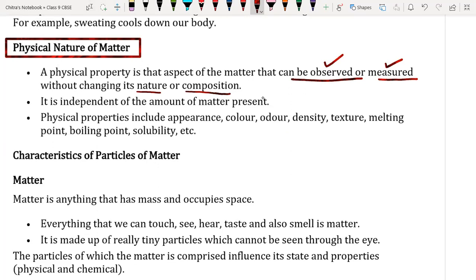It is dependent on the amount of matter present in a system. Whatever container or system we have, and we are going to measure the properties of the matter, those properties depend on the amount of matter present in it. Suppose here we have one container, and we have taken 1 liter of water or any substance. So here we have measured one liter, whatever the volume occupied.